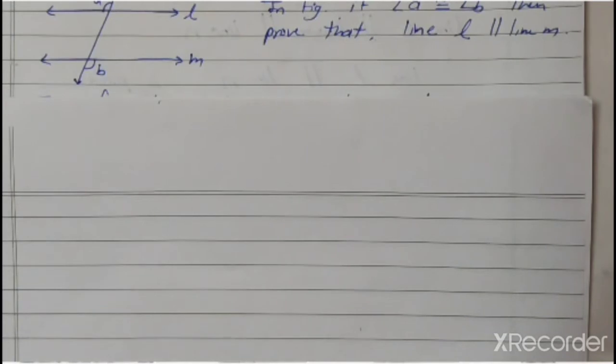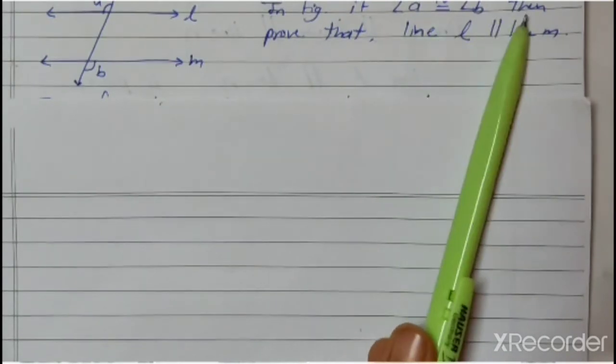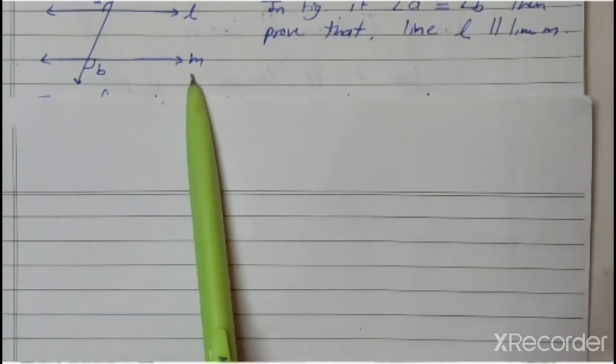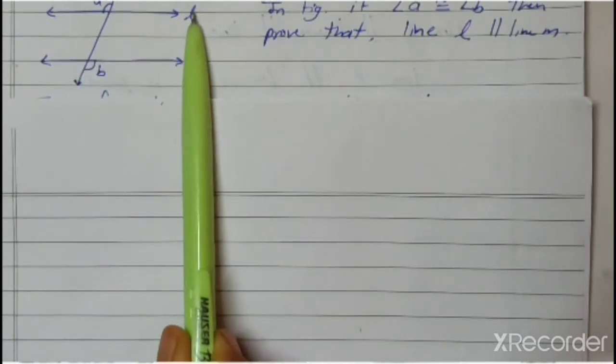Question number 2. In question number 2, in this figure, angle A and angle B both are congruent. It is given. Then here we have to prove that line L and line M are parallel. So this is our to prove. Our given is that angle A and B are congruent. In this figure, there is a correlation between angle A and angle B. Both angles are exterior alternate angles made by these two lines and one transversal.